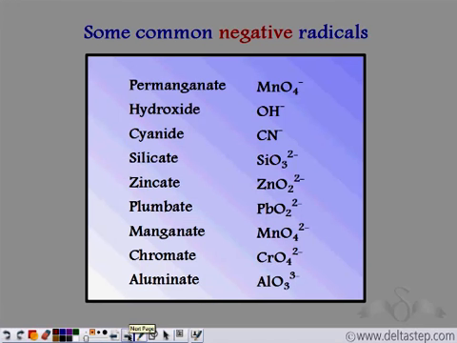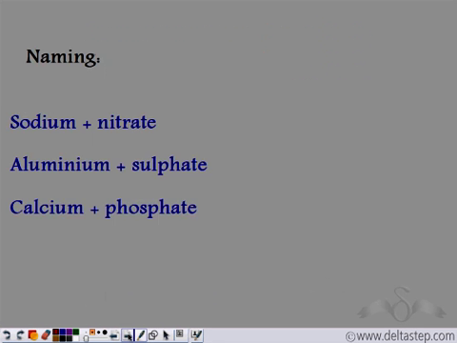So these are some of the common negative radicals. Most of the radicals that you will see are negative radicals. Only a few radicals like ammonium are positive radicals. Rest all radicals that you will see and use are negative radicals. So how do we name the compounds that have radicals?